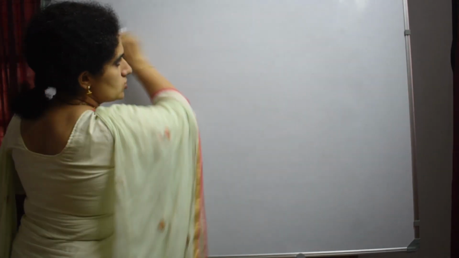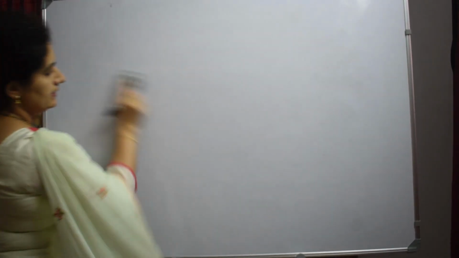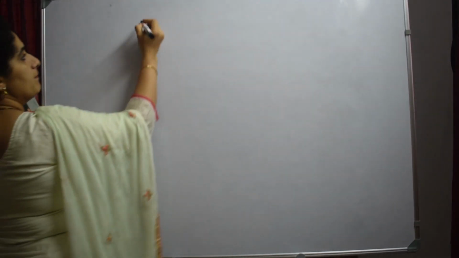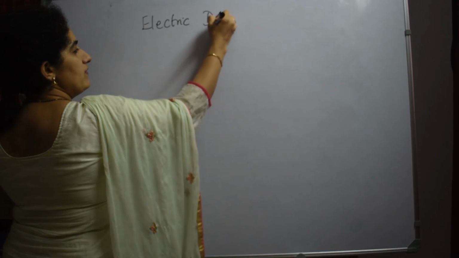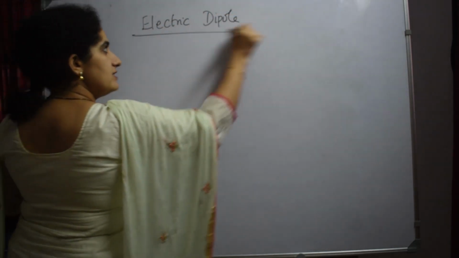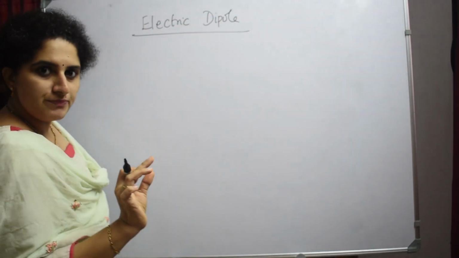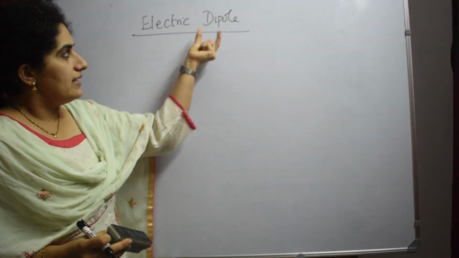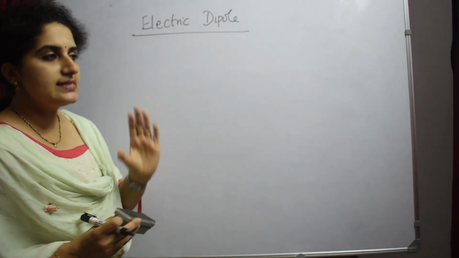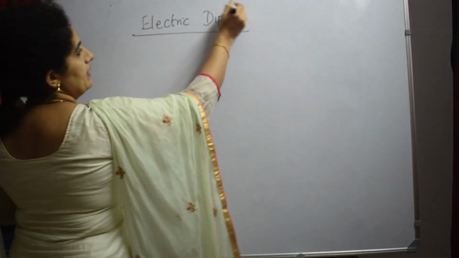Moving into the next topic, dipole or electric dipole. Again, a very important topic. We have two derivations under this, but it is simple. Only the calculations and simplification we have to do. Before that, we will go with the definition, the basic idea about the dipole.